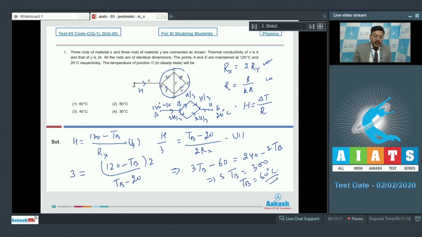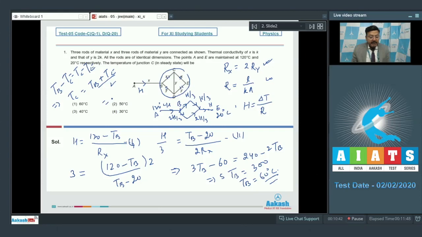Now another interesting point is that TB minus TC equals TC minus TE, because the heat currents are the same in BC and CE. The thermal resistances are also equal, so the temperature difference will also be equal, and this tells us that TC is simply (TB plus TE) divided by 2.